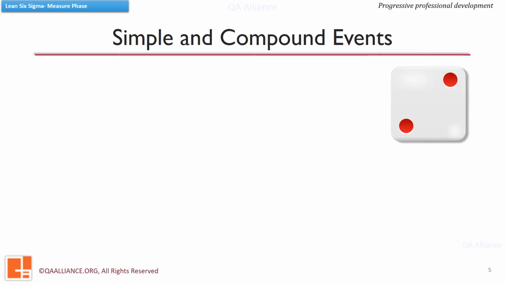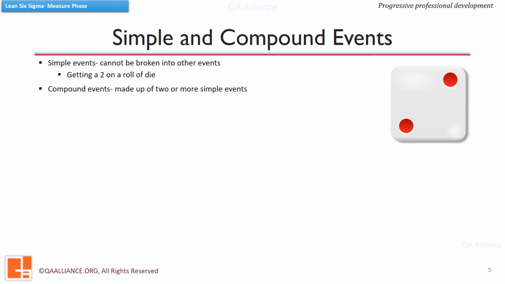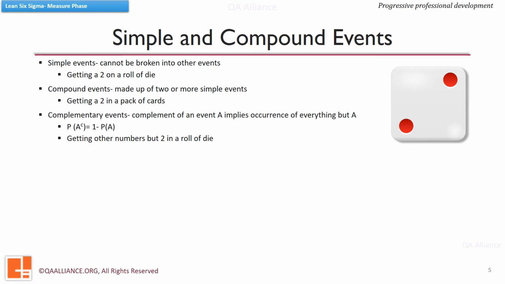Now let us understand about types of events. There can be a simple event which cannot be broken into further events. Example that we just discussed on the previous slide. Compound events are those which are made up of 2 or more simple events. For example, getting a 2 in a pack of cards. There is one more type of event, that is called a complementary event. The complement of event A implies occurrence of everything but A. It can be denoted by this equation.